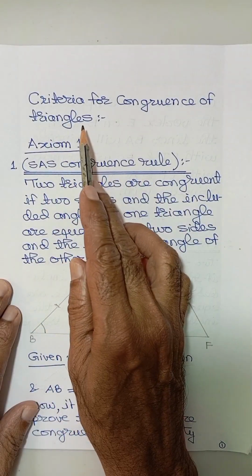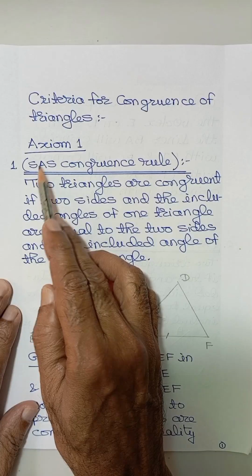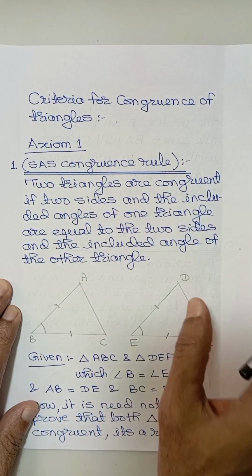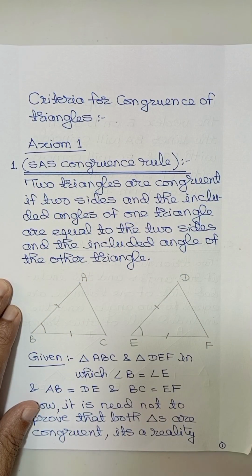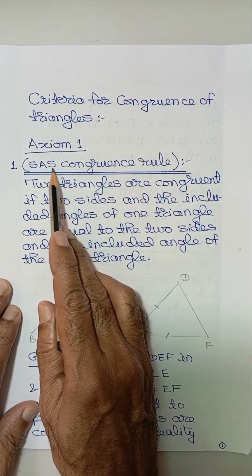Today we will discuss and prove the criteria of congruency of triangles. So as you know, there are SAS congruency of triangles, ASA congruency, AAS congruency, then SSS congruency, then RHS congruency. So one by one we will prove all the congruencies.